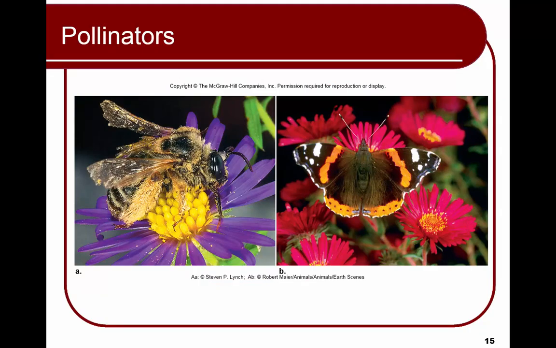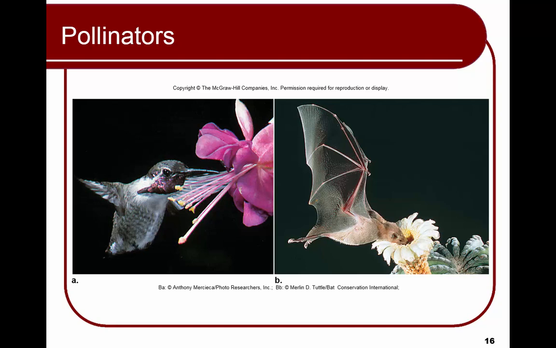Alright, now we want to talk about pollinators. The ones that we think about the most are insects. There are also birds that pollinate. You see there the hummingbird, and bats will also pollinate.